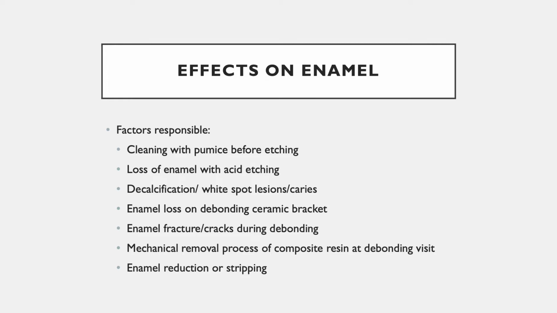Debonding session and removal of the braces can produce fractures and cracks and damage the enamel. The mechanical removal process of the composite resin at the debonding visit also ends up in losing enamel structure. Interproximal reduction to correct the shape of the tooth or to gain space to correct the malocclusion also produces enamel defects.